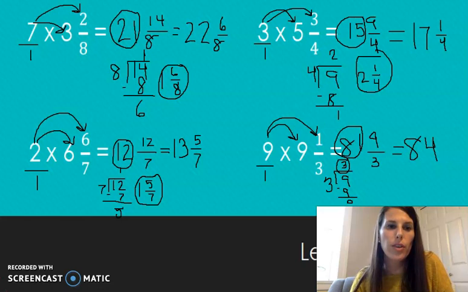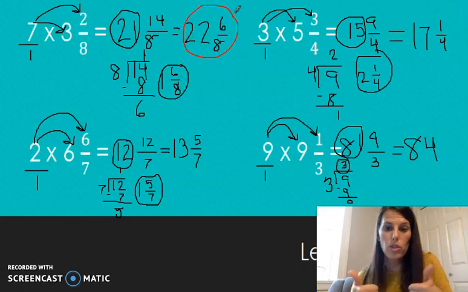So taking a look at the first one, when you do 7 times 3, you get 21. And then when you do 7 times 2/8, you're going to get your 14/8. Improper fractions, so when you divide, you're going to get that that is 1 and 6/8. So then when you add 21 plus the 1 and 6/8, it gives you a final answer of 22 and 6/8. If you got it right, give yourself a star. If not, see if you can pause the video and figure out where your error was.